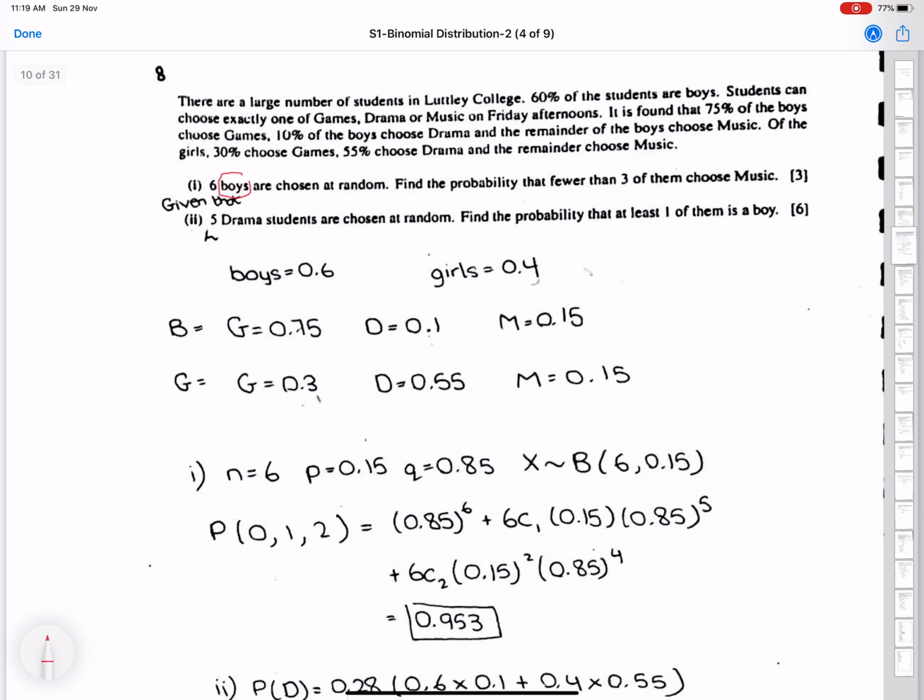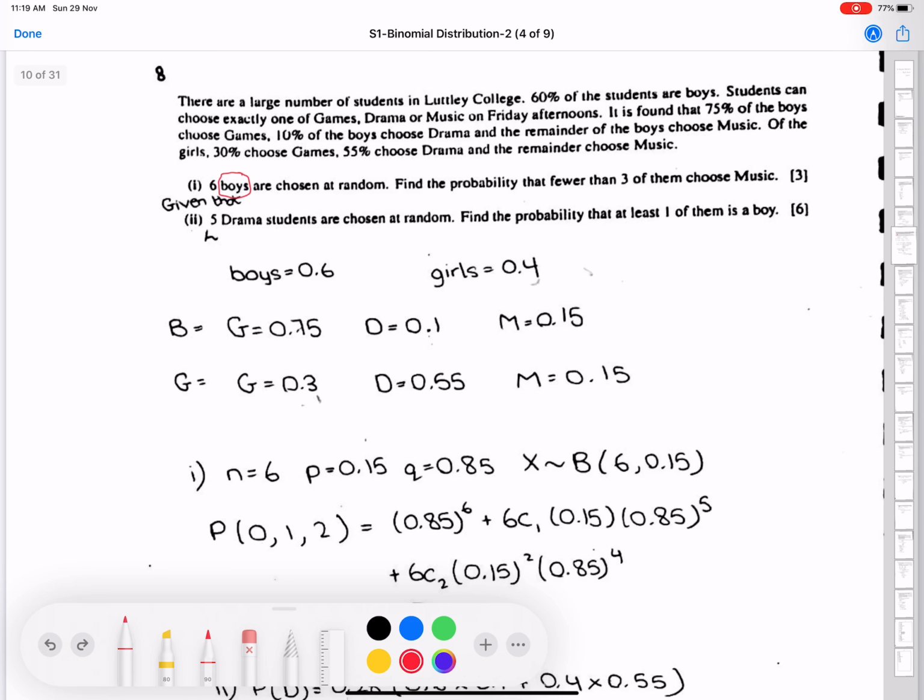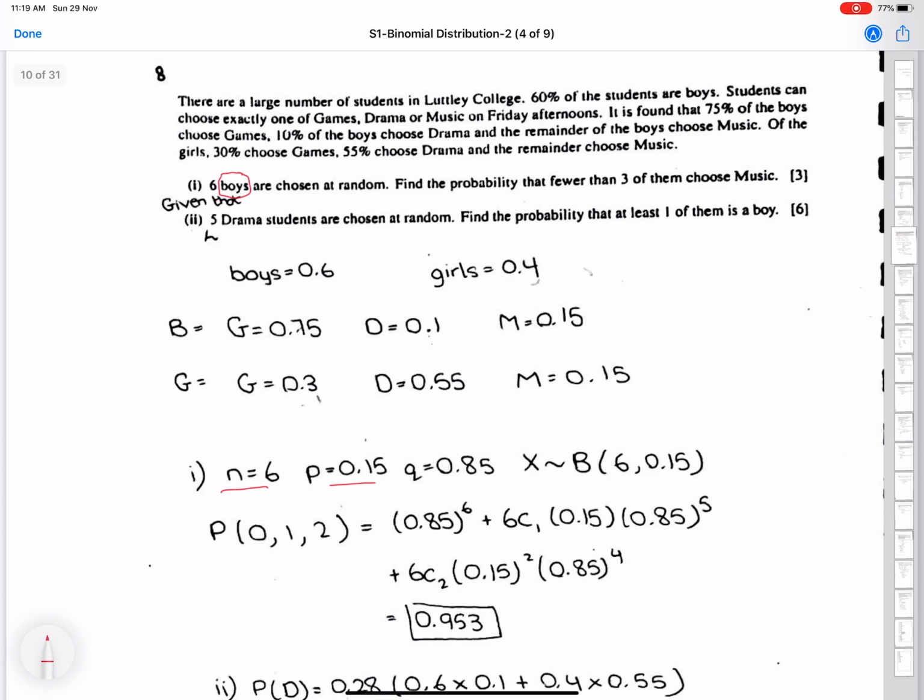Now boys are very important in this question. 6 boys are chosen at random. Find the probability that fewer than 3 of them choose music. Now this situation is very simple. There are 6 boys, n is 6, and the probability for boys who choose music is 0.15.